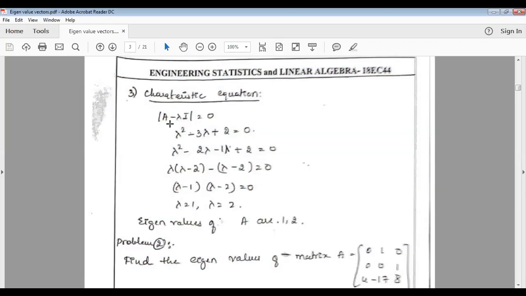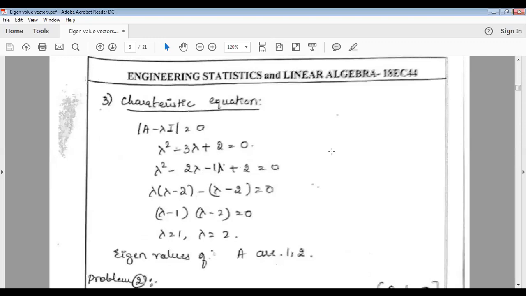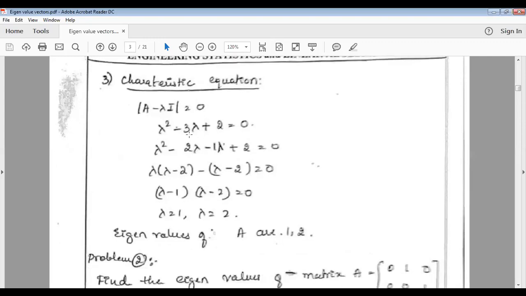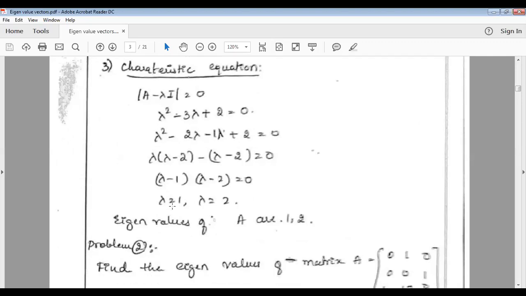So here is lambda square minus 3 lambda plus 2 equal to 0, right? This is a very simple equation to solve because this is a quadratic equation. So you have lambda square, you can split this minus 3 lambda as minus 2 lambda minus 1 lambda plus 2 equal to 0. And then you can find the values. So lambda turns out to be 1 and 2. These values of lambda, 1 and 2, are known as the eigenvalues of the given matrix.